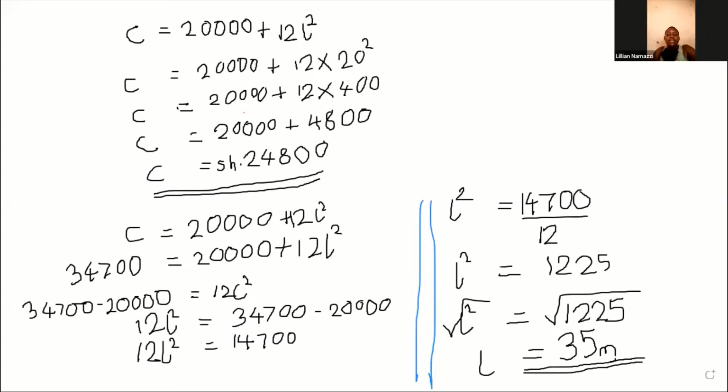Thank you. My question is, where did we get the 20 in L squared? The question said calculate the cost of a roll which is length 20 meters. So when you substitute, L is 20. Okay, I think it is clear.